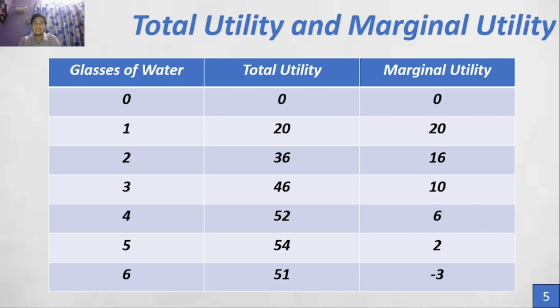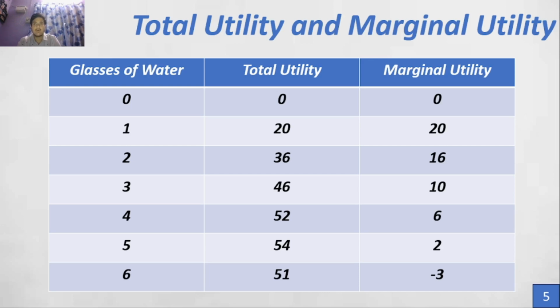You have your first glass of water. Now your total utility is 20. Then you have another glass of water. Now your total utility increases to 36. This 36 is the amount of satisfaction you get after consuming both the first and second glass of water. This is called as total utility.